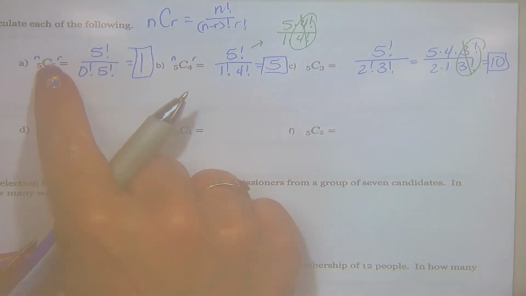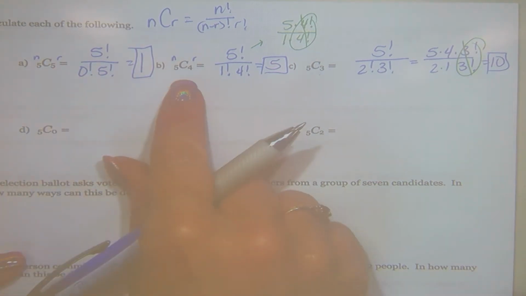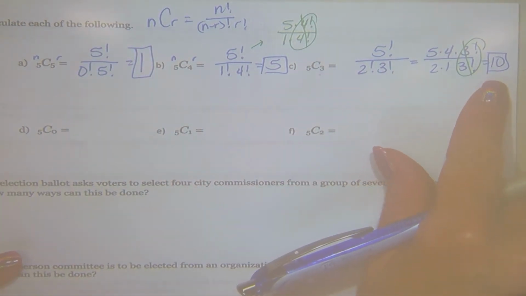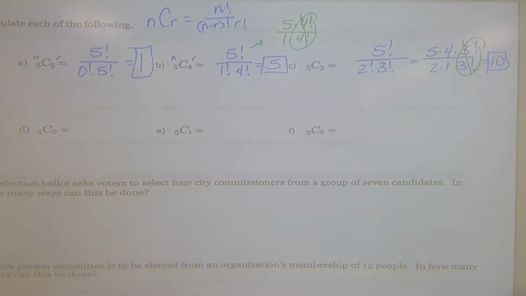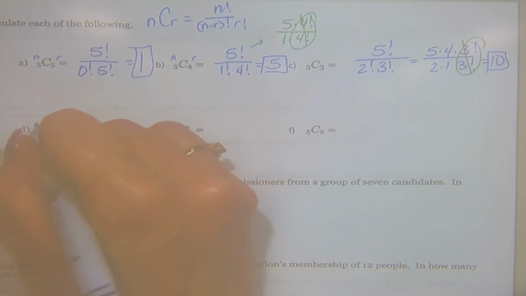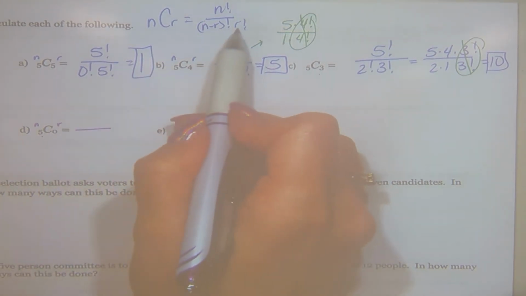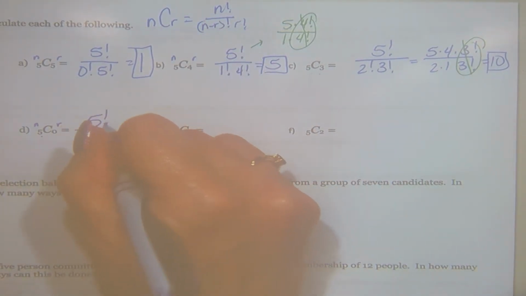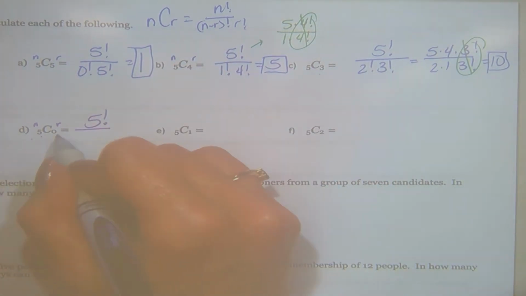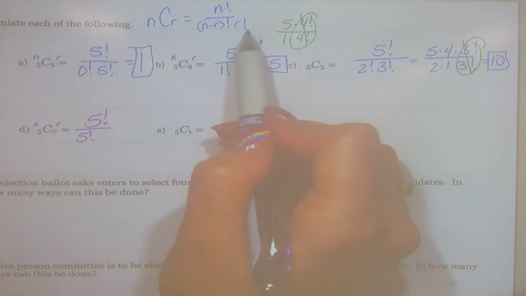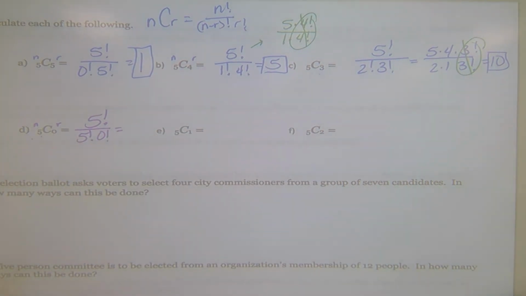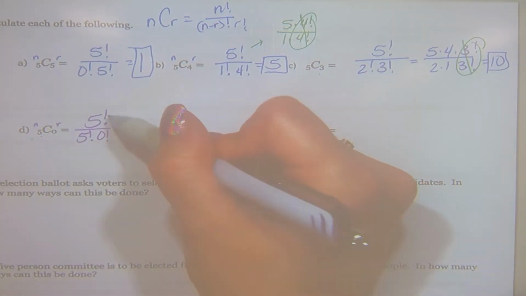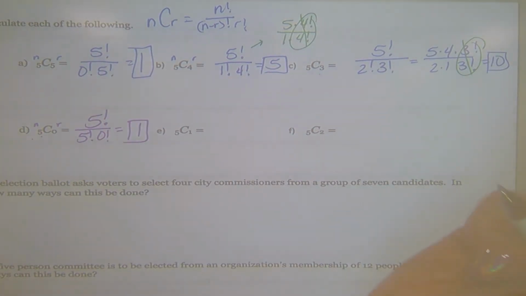Okay, so 5 choose 5 is 1. 5 choose 4 is 5. 5 choose 3 is 10. Let's go down here and do 5 choose 0. Let's see what that looks like. So 5 is still n. Now r is 0. My formula is n factorial in the numerator, so there's my 5 factorial. N minus r, 5 minus 0 is 5 factorial. R factorial, 0 factorial, is what my denominator is. Well, 0 factorial is defined as 1. So I have 5 factorial over 5 factorial, which is just 1.